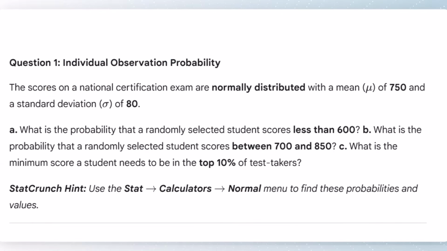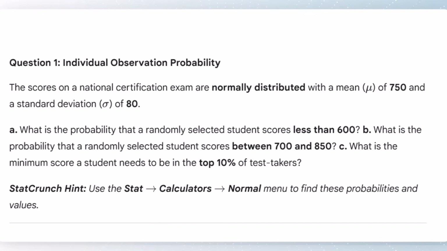C. What is the minimum score a student needs to be in the top 10% of test takers? Now, in this case, he's not asking for the probability. He's given us the probability. He said it's the top 10%, so it's 10% shaded toward the right, and he wants the X value. What would be the minimum score that someone needs in order to be considered in the top 10%?